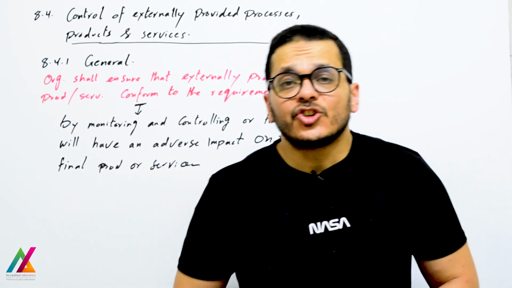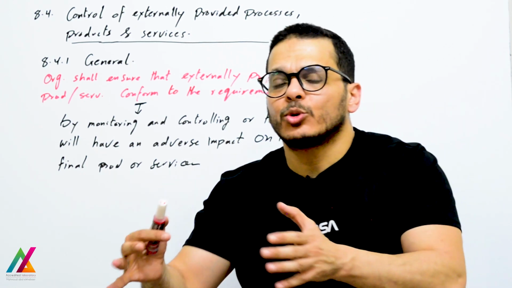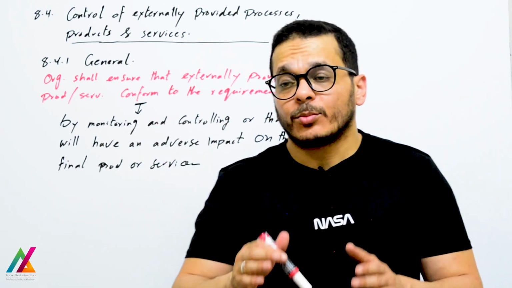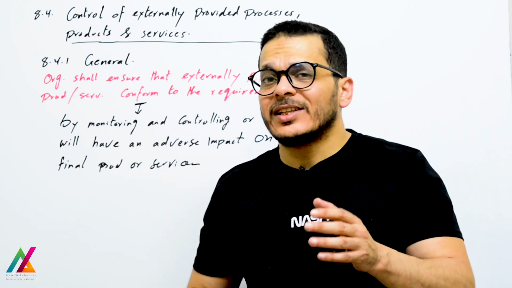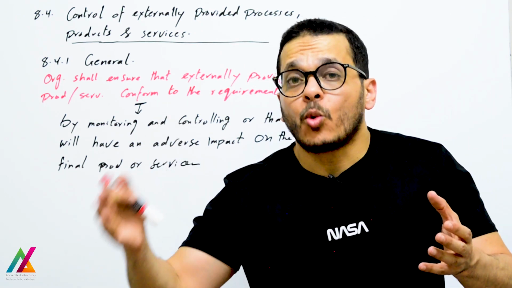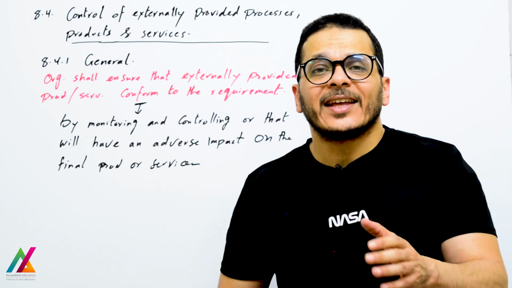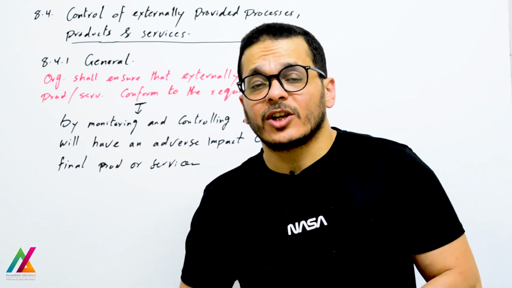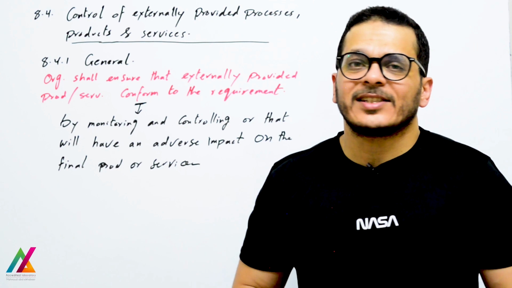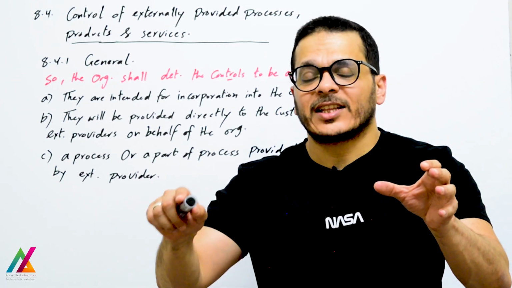First, in general, the organization shall ensure that externally provided activities, whether product or service, conform to the input requirements. That will be done by continuous monitoring and controlling of the process in the other company. If you don't do continuous monitoring and controlling to ensure that they provide you with the required product or service, that will have an adverse impact on the final product or service, and the customer will not accept the product or service because it does not conform to the input requirements, and that will be under your organization's responsibility.